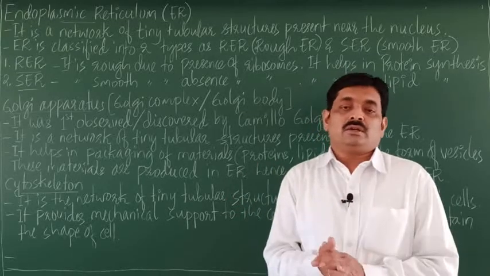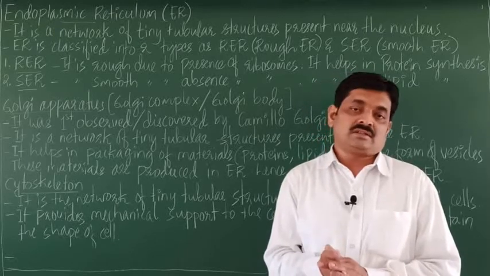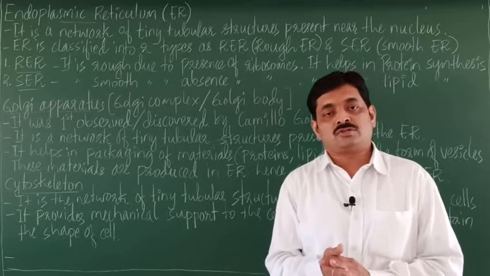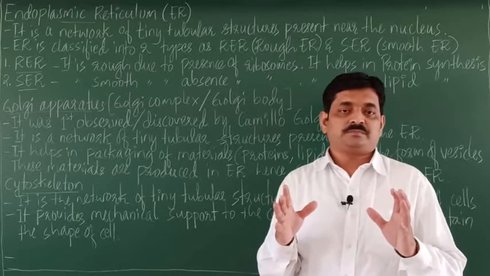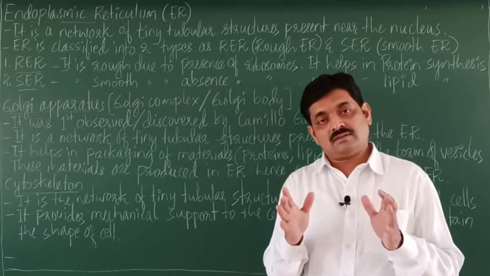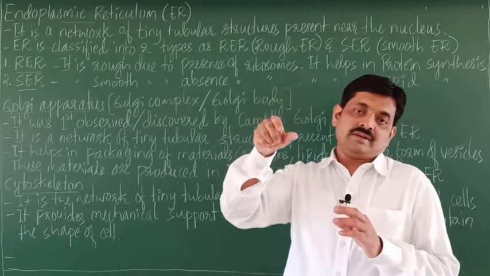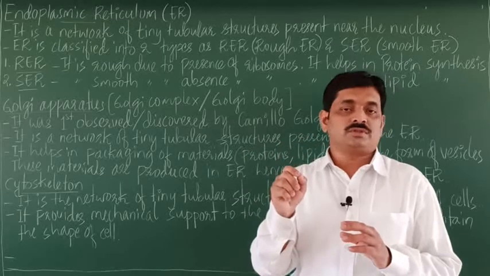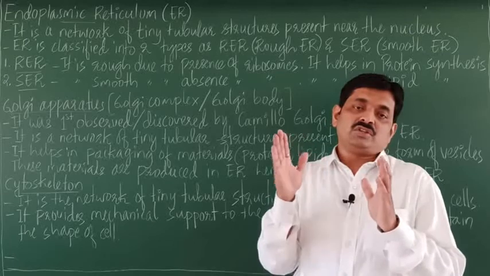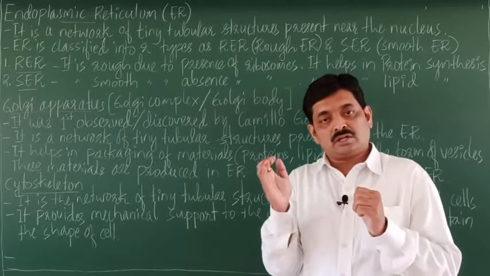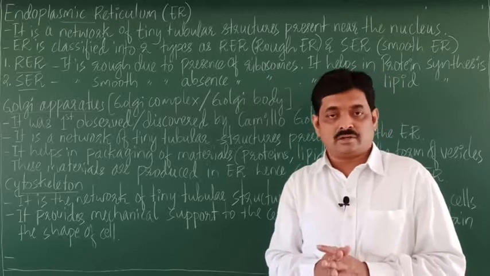See, already you have studied the ultrastructure of an animal cell or the ultrastructure of a plant cell. In that we have seen inside the cell, near the nucleus you will observe a network of tiny tubes, right? This network of tiny tubes present very close to the nucleus is called endoplasmic reticulum.